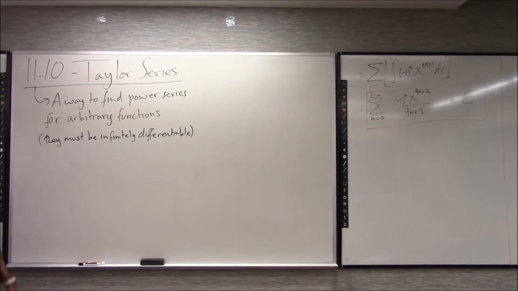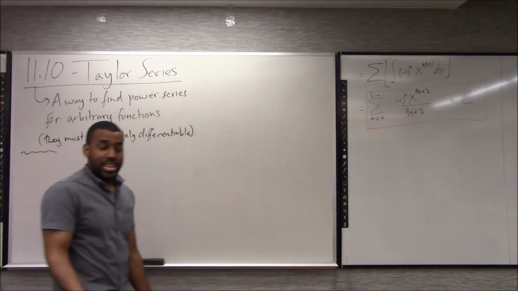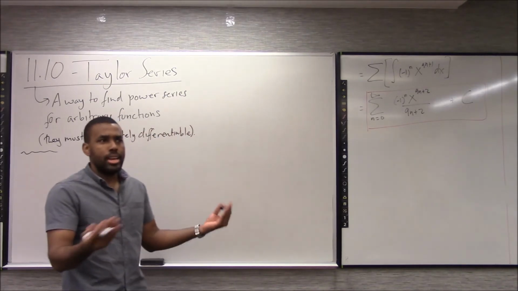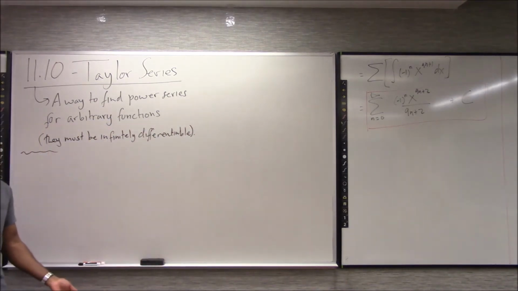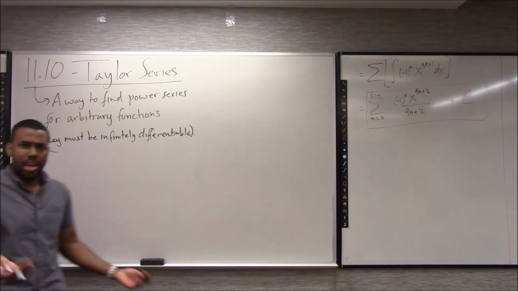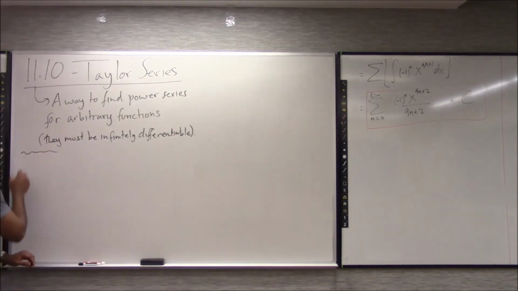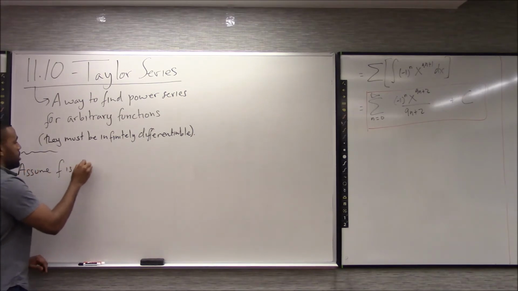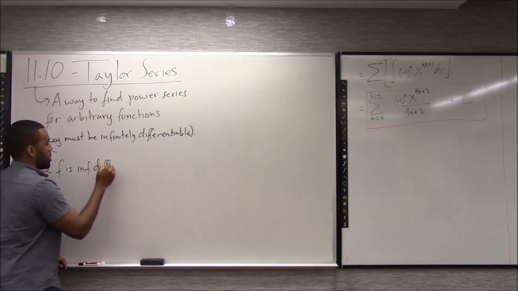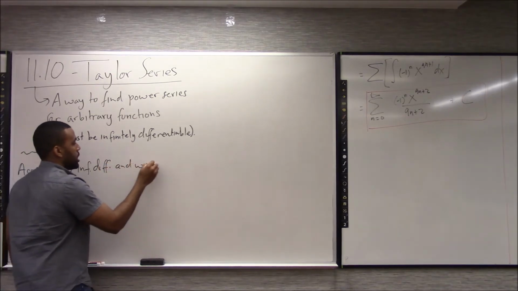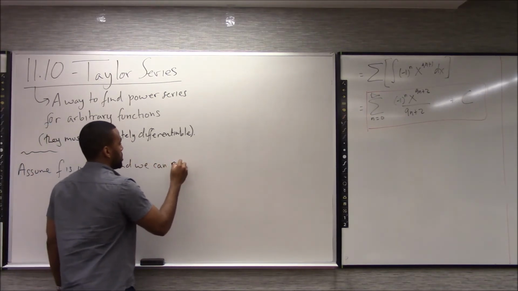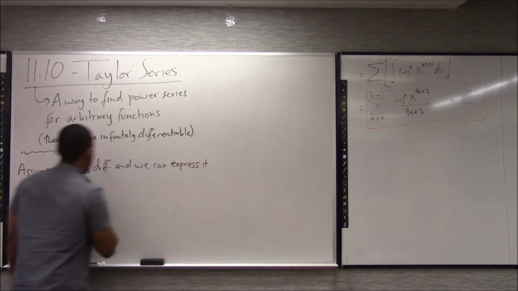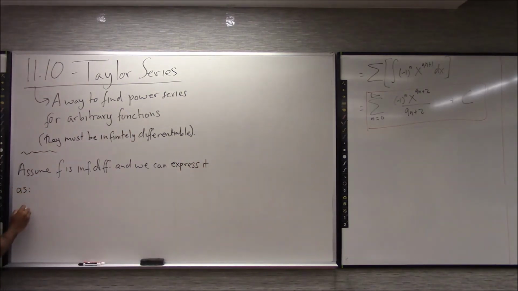So that's the catch, right? So here's how it works. You kind of figure it out in hindsight. So let's pretend that I have a function that I can write as a power series, and then I'm going to figure out what that would have to look like, right? So assume f is infinitely differentiable, and we can express it as, let's say, a power series.